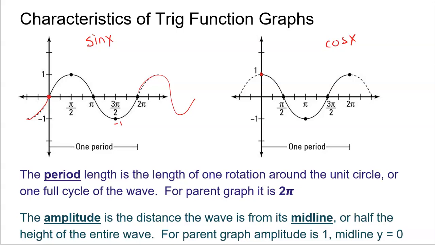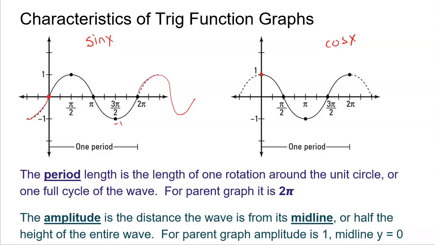Same thing with cosine. One full period starting at 0 radians, which is an x-coordinate of 1. We then go down, at pi over 2 we're at 0. At pi, we're at negative 1. At 3 pi over 2, we're at 0. And at 2 pi, we come back up to 1. So that's one full period. So the parent functions, sine and cosine, both have a full period length of 2 pi. It takes 2 pi to go all the way around a unit circle.